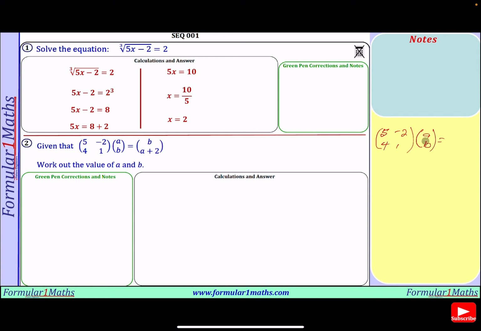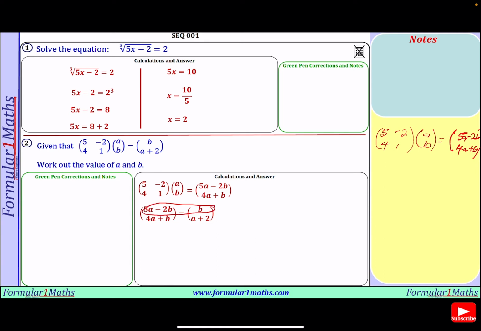So we are going to get 5a minus 2b. Then for the next one, we are going to get 4 times a plus 1 times b. So we are going to get 4a plus b. And so we get this. But we are told that this matrix times this vector is equal to this vector. So this will therefore be equal to this vector. And so we equate them.